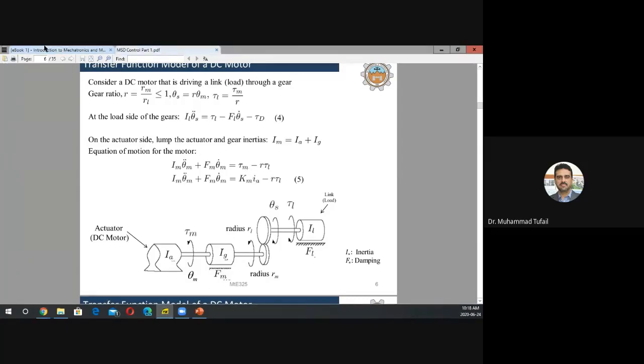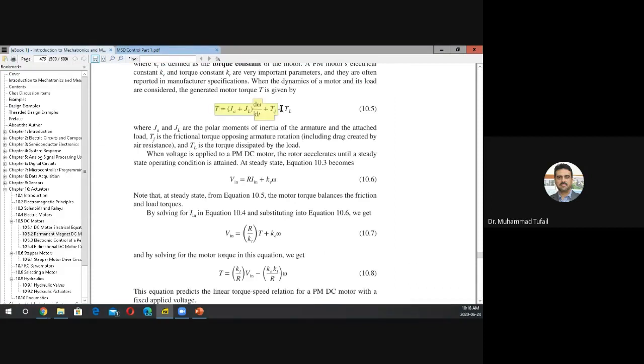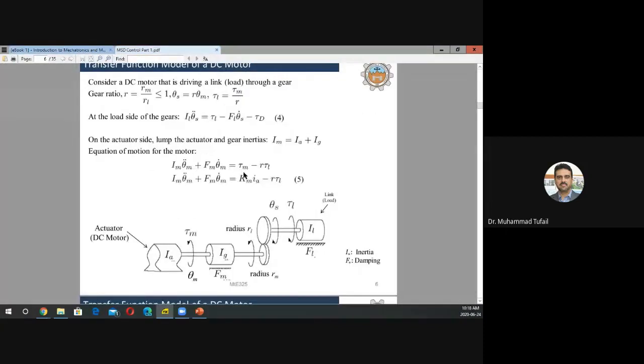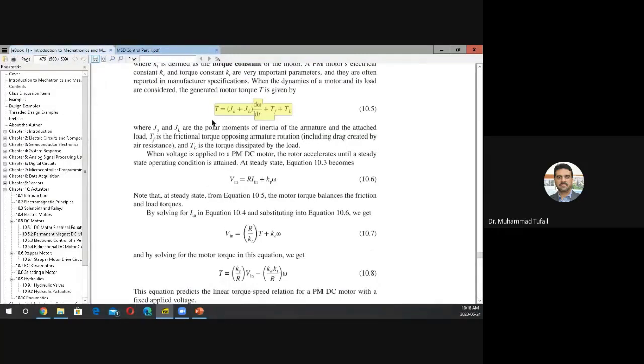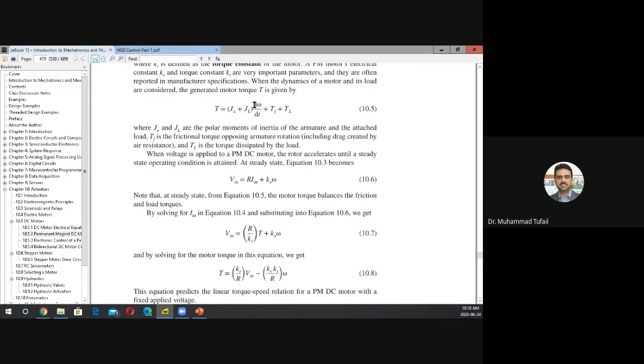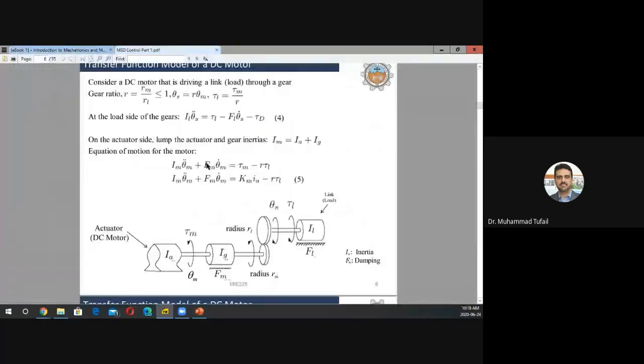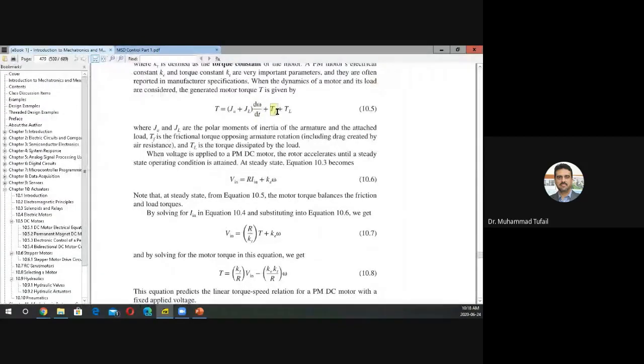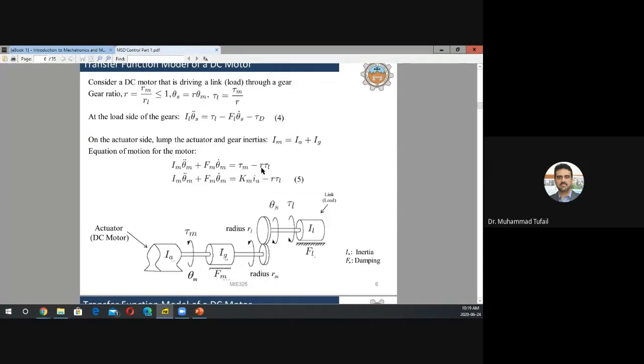If you remember, last time we wrote this equation as this. At that time, tau m we called capital T, and then we added these inertias together and put it in this expression. And this was the angular acceleration. And this was the torque due to friction, plus the torque due to load. But this time we're just multiplying it with R, and we have written it on the other side, but it doesn't matter. You can bring it on this side as well.